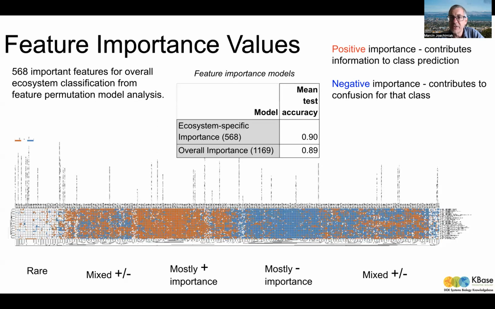We also trained 2 additional models using the feature importance sets, either at the ecosystem-specific level or for the overall model, and these had comparable or slightly better performance, suggesting that potential further feature selection could lead to small gains.